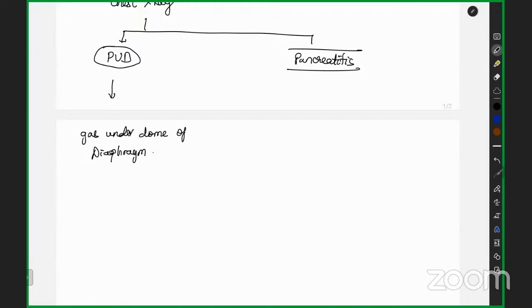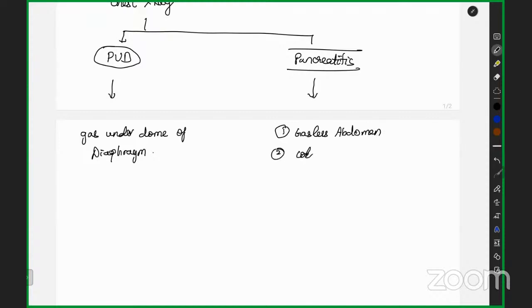But now my case, I am checking out pancreatitis because today's topic is going to be pancreatitis. So I am going to see the X-ray features of pancreatitis. Can you tell me what are the X-ray features of pancreatitis? It is going to be exactly opposite to that of your peptic ulcer disease. In peptic ulcer disease, you had gas under the dome of diaphragm. Here, in your pancreatitis, you are going to have gasless abdomen. So the first feature is gasless abdomen.